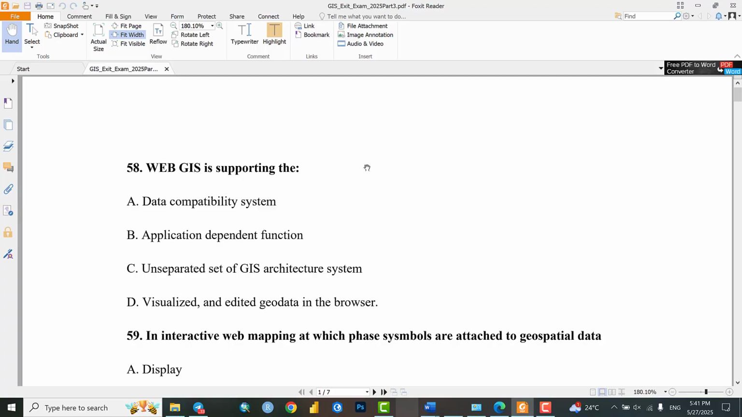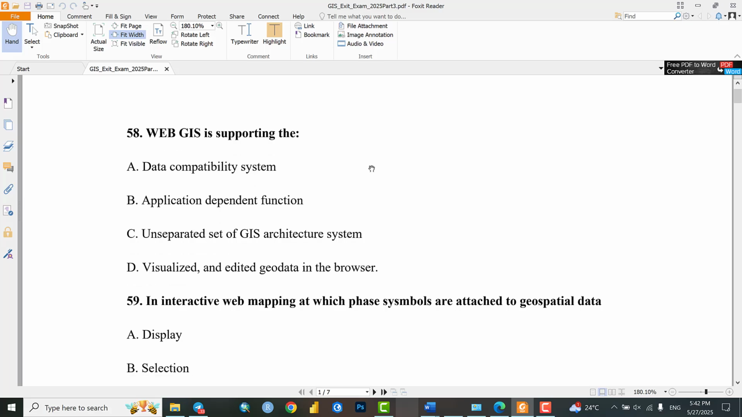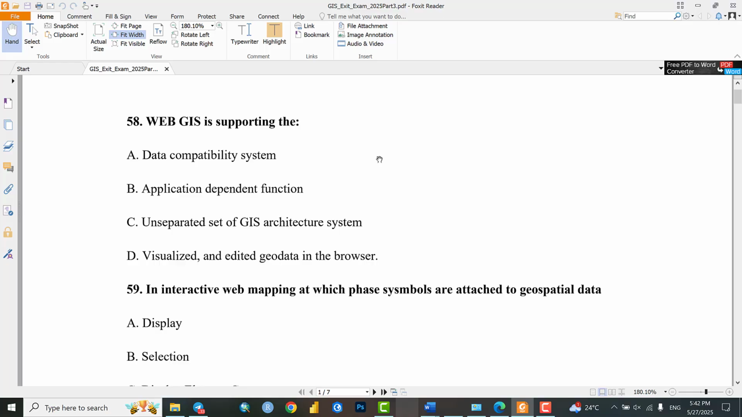So we are continuing working on these exit exam questions, a series of questions for improving the scoring results of prospective graduates in GIS as well as geography and environmental studies for 2017 in the Ethiopian calendar. So now we are continuing in part 3, question 58.